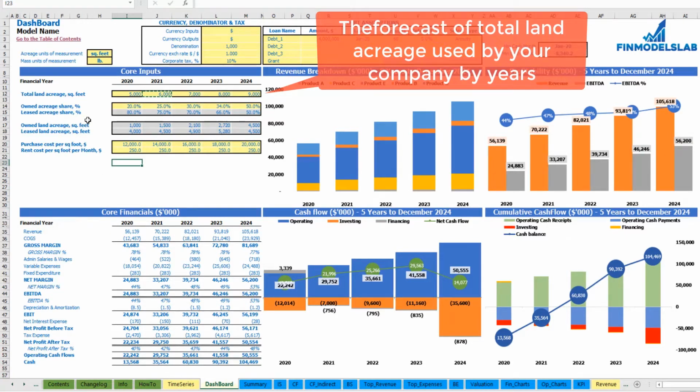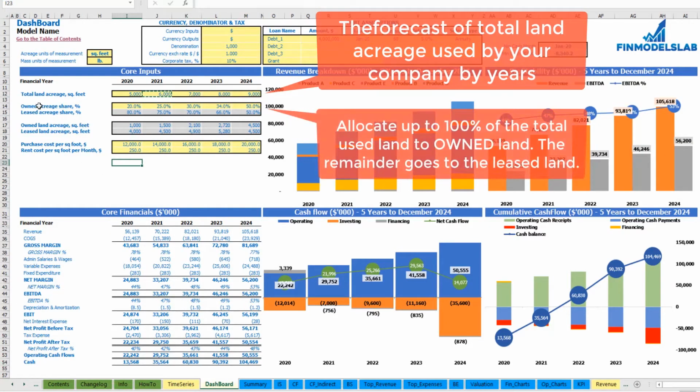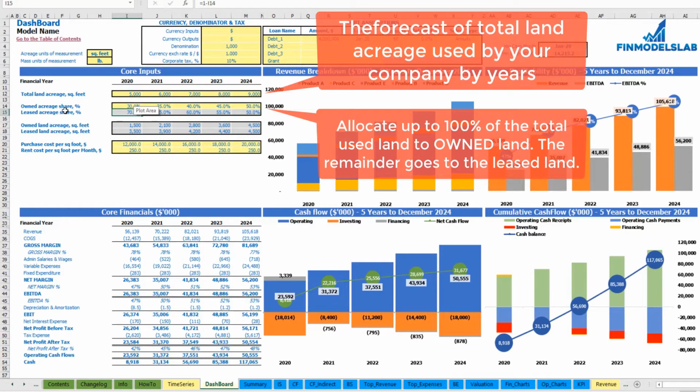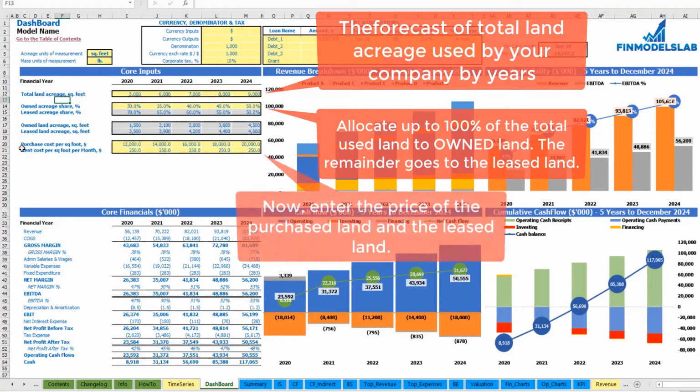The next step is to allocate this total acreage by owned acreage and leased or rented acreage. For example, 30%, 35, 40, 45 and 50 for the owned. And the rest obviously will be leased. In the next section you may see the absolute values of acreage in square feet based on this allocation and total land acreage. And the next step is to set up your purchase cost per square foot and the rent cost per square foot per month.